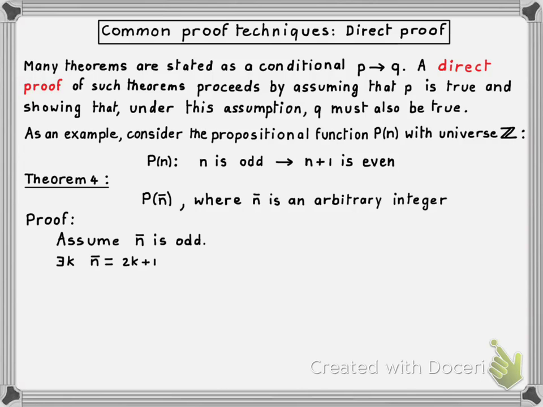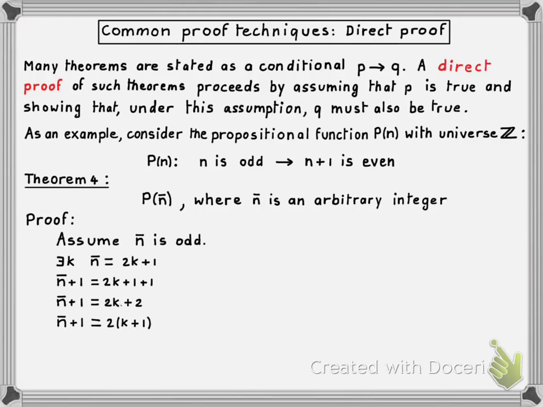From the assumption that n bar is odd, and by definition of being odd, we can infer that there exists an integer k such that n bar is equal to 2k plus 1. Now we can add 1 to n bar to obtain the equality n bar plus 1 is equal to 2k plus 1 plus 1. That's simple and trivial arithmetic. Then we can rewrite the right-hand side of the equality by grouping 1 plus 1 into the integer 2. Again, that's trivial arithmetic. No need to justify it in writing.